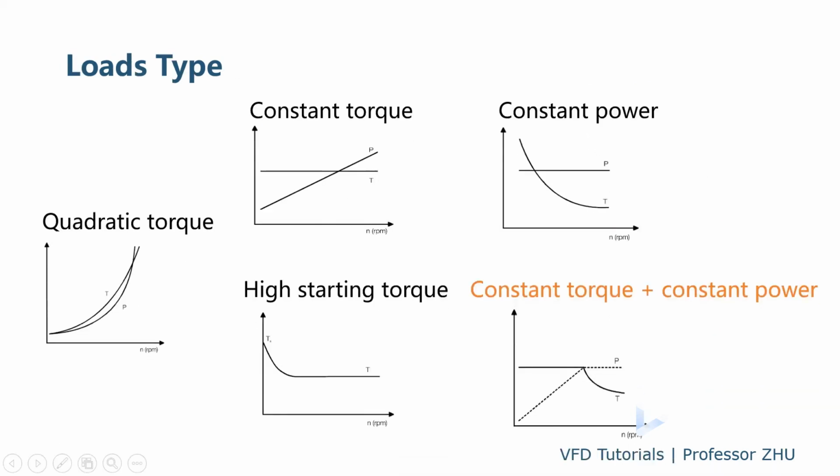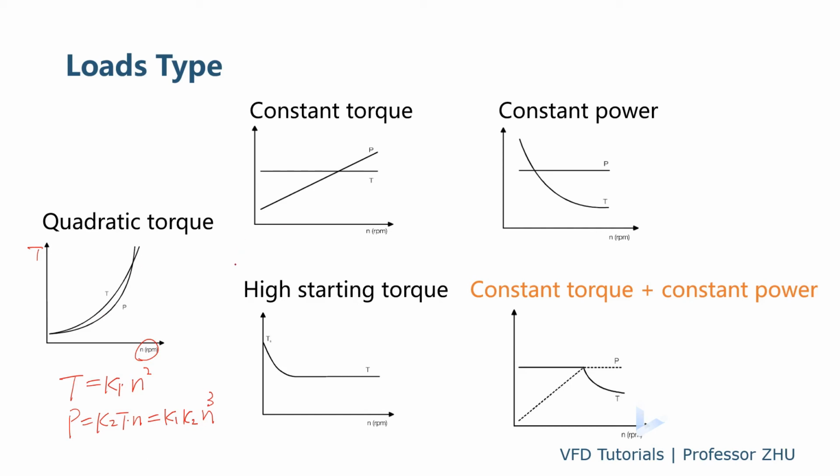And we have different types of load. This is speed and torque. This we call the quadratic load. The torque is proportional to the speed squared. And because P is K1 times torque times speed, P is proportional to the cube of the speed. So this is torque, power.